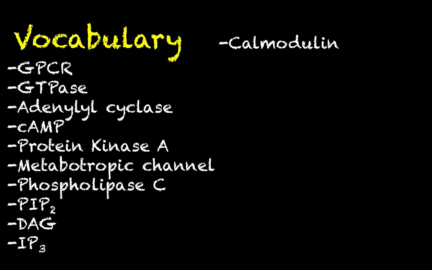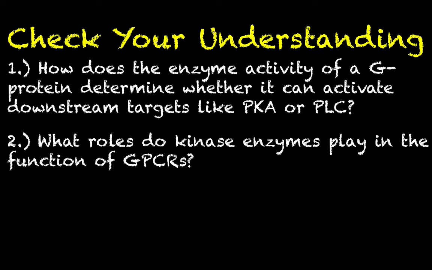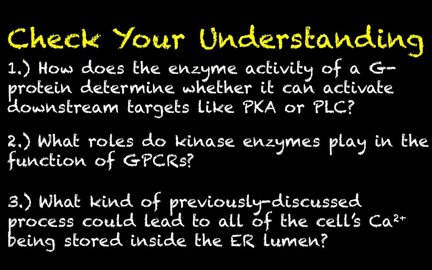Okay, that's going to do it for this video. Here is a list of vocabulary terms you probably ought to be aware of. And for checking your understanding, number 1, how does the enzyme activity of a G protein determine whether it can activate downstream targets like PKA or PLC? Number 2, what roles do kinase enzymes play in the function of G protein coupled receptors? And number 3, what kind of previously discussed process could lead to all of the cell's calcium being stored inside the ER lumen?